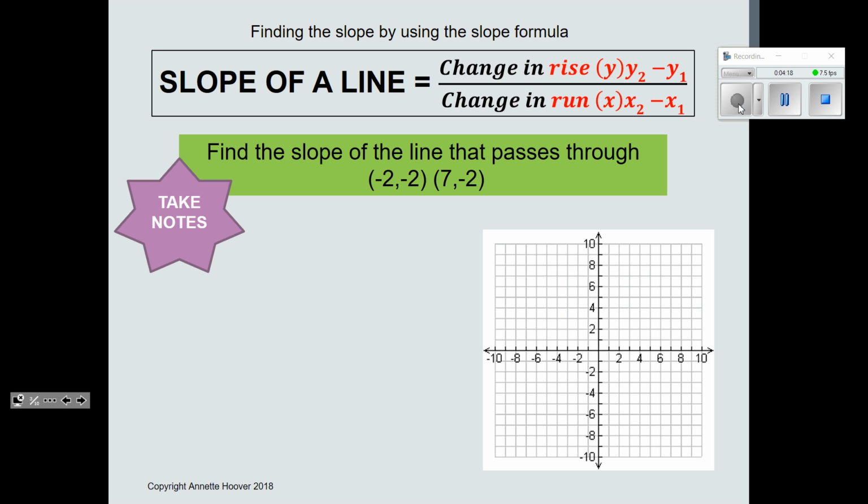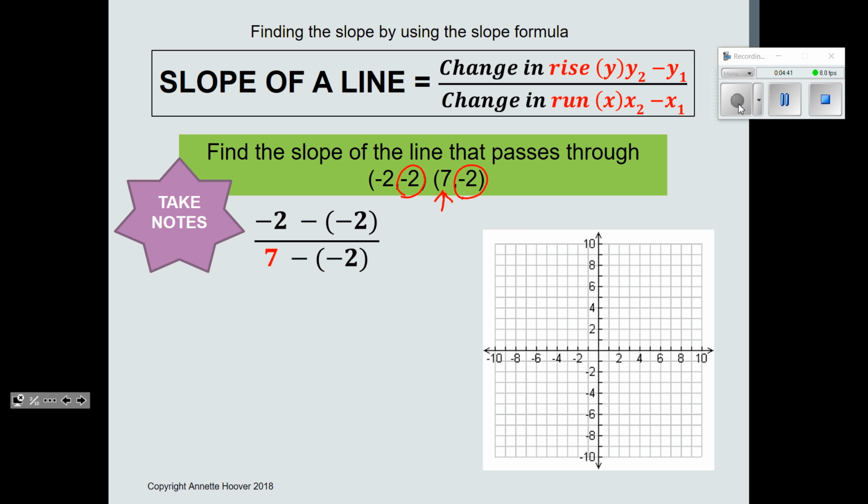Okay, let's do the same thing. Let's just try it again. We're going to subtract the y's on the top and the x's on the bottom, so I can decide which one I want to do first. Both of the y's are -2, so it doesn't matter how we set this one up. It's going to be -2 minus a -2. Then I'm going to do the 7 minus a -2.